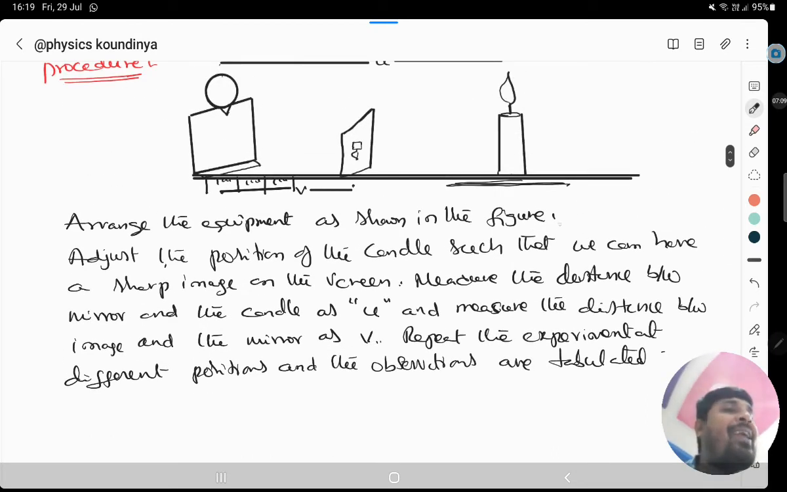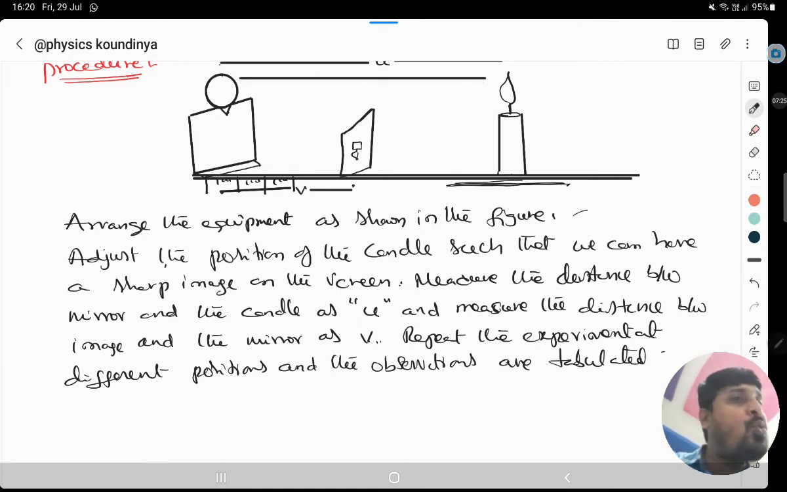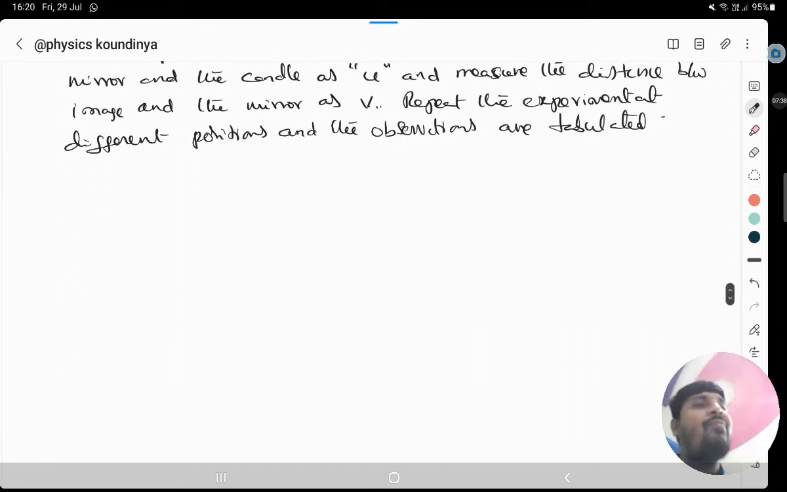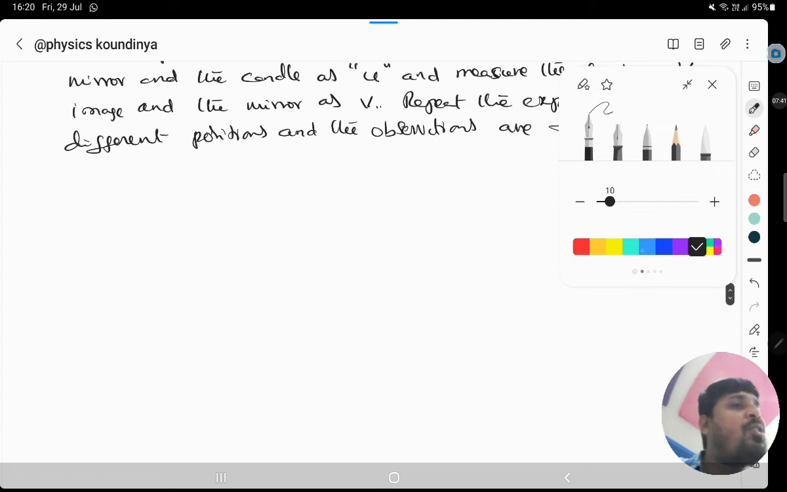Now see what we have written here. Arrange the equipment as shown in the figure. Adjust the position of the candle such that we can have a sharp image on the screen, because a sharp image is important here. Now we are going to measure the distance between these two as u and these two as v. And we are going to repeat the experiment at different positions of the candle, and every time we are going to note the values. These values are going to be noted in the observation.